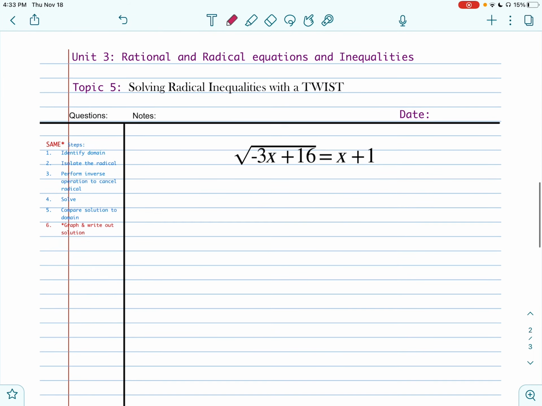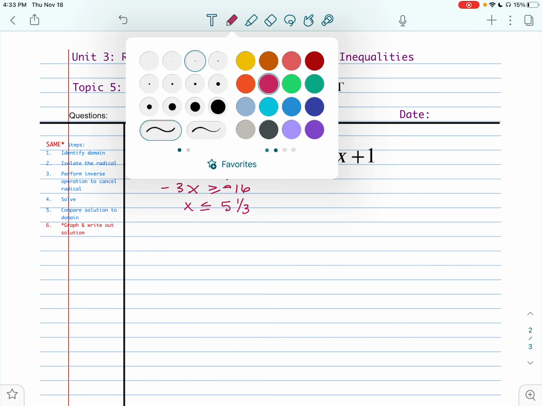All right, so here's another one. We're going to do the same steps as before. We're going to check our domain first. Okay, always has to be bigger than or equal to 0. Negative 16, and when I divide by a negative number, I have to flip the sign and I get positive 5 and 1/3. So I want all x's less than or equal to positive 5 and 1/3. And now I'm going to go ahead and solve.